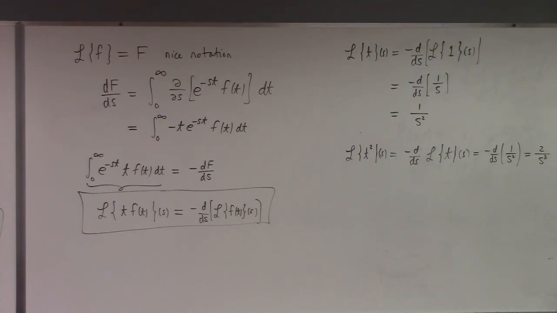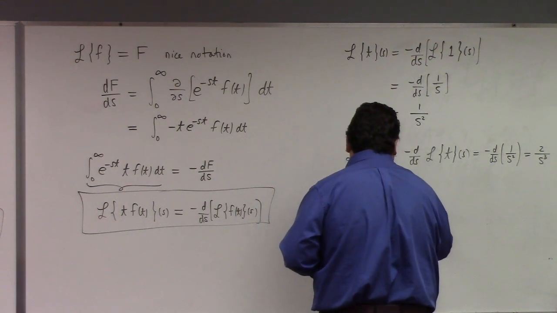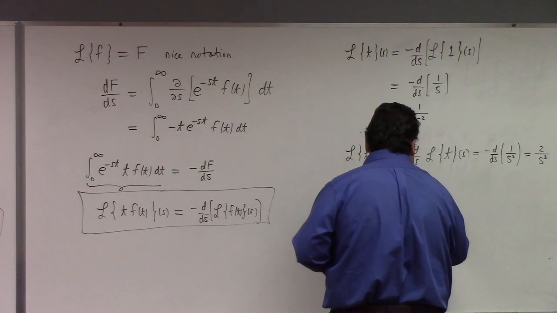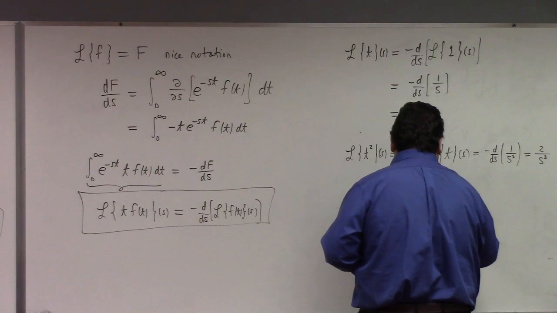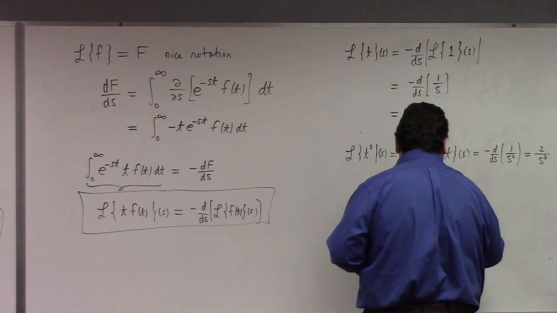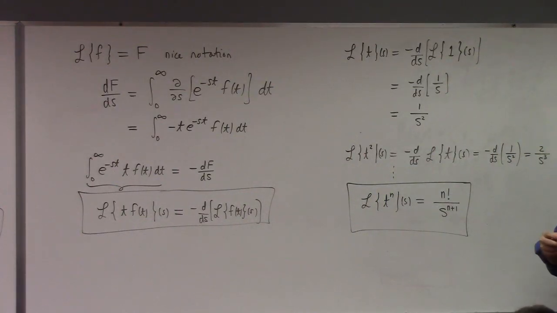You see where this is going? I mean, we can keep doing this. N over s to the n plus 1. Yeah, Laplace transform t to the n of s is going to work out to, looks like n factorial divided by s to the n plus 1. And there you go. That's the Laplace transform of t to the n. All right, so far, we've got Laplace transform of 1, Laplace transform of the exponential, and now we have the Laplace transform of t to the power n.